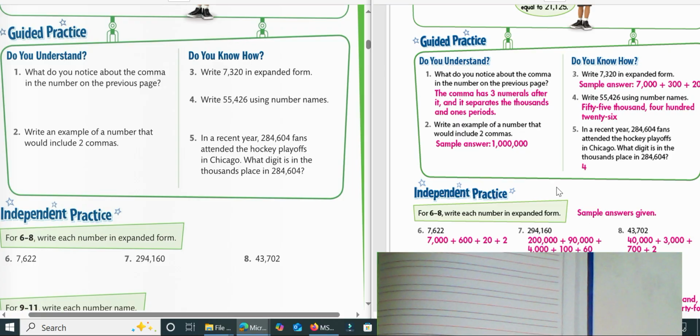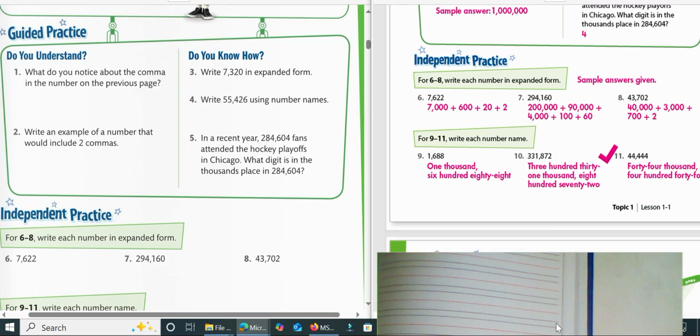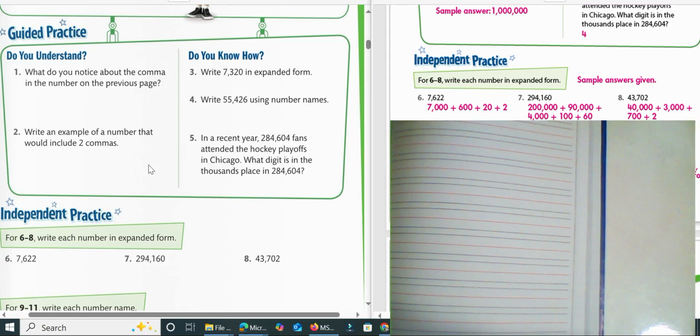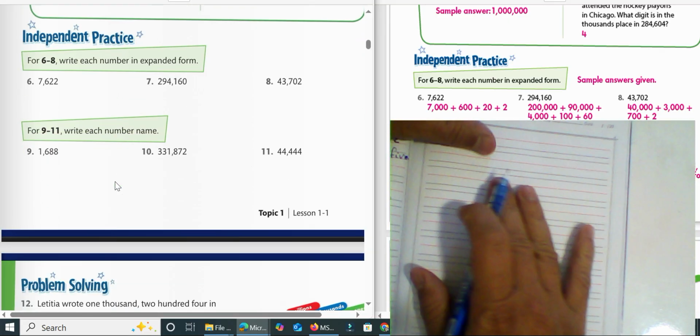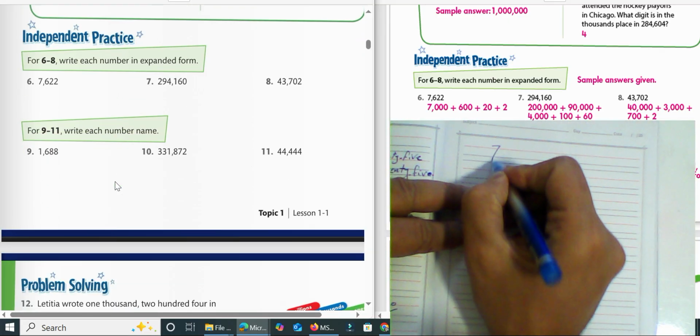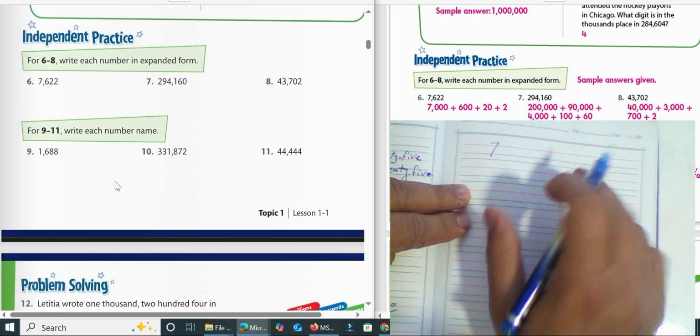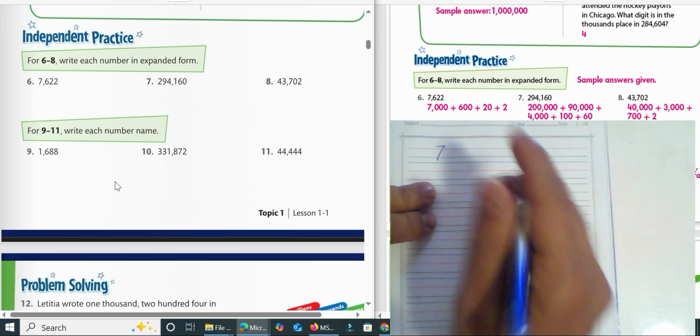Write this number in expanded form. It's an easy question. You know the tips about expanded form. You can solve this by yourself. It's very easy. I will give you a number like this. Okay, like this.